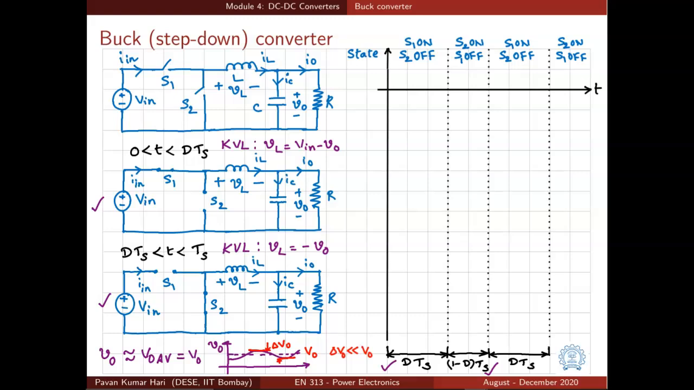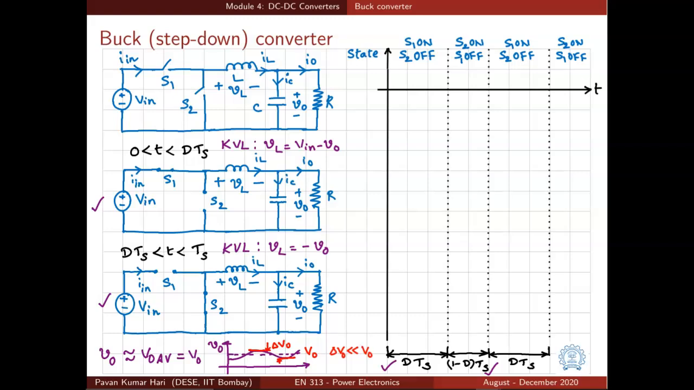And what does this mean if you look at the waveform of the output voltage? For example, let us say your output voltage has this kind of waveform as shown here. It will have some ripple, this delta VO, the peak to peak ripple, and the average value is VO. So the approximation will be delta VO is much smaller than VO. So we are taking an approximation and proceeding with the analysis.